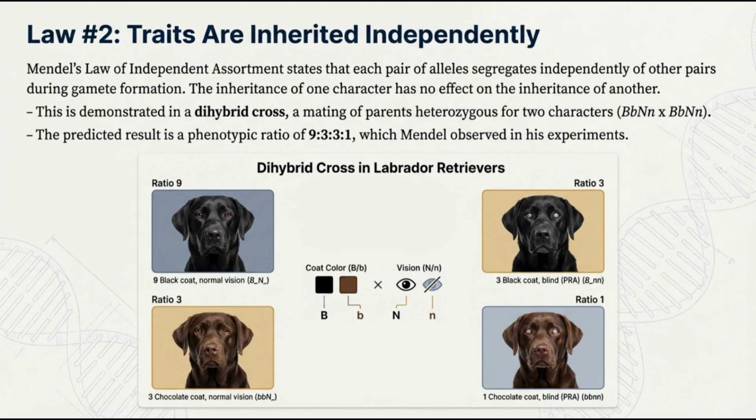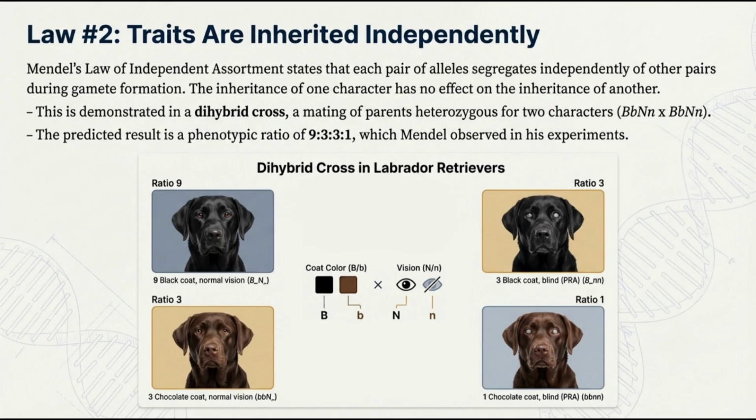Traits are inherited independently. This is also known as the law of independent assortment. Okay, and what does that state? It states that each pair of alleles segregates completely independently of any other pair of alleles during gamete formation. So, in simple terms, the way you inherit your eye color has absolutely no influence on the way you inherit, say, whether your earlobes are attached or detached. Precisely. They don't hold hands, they're passed down separately.